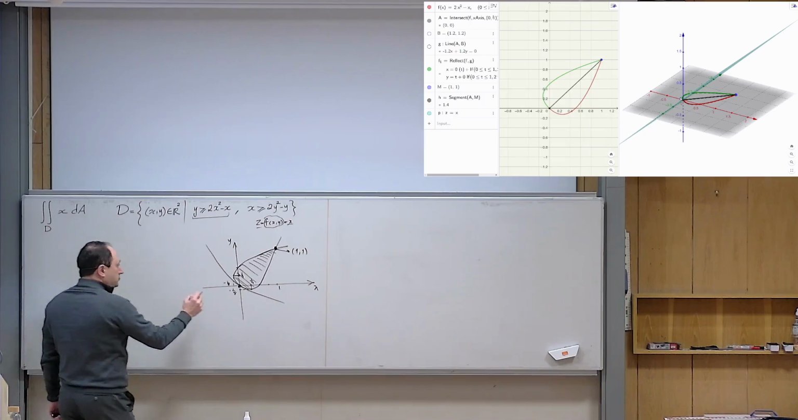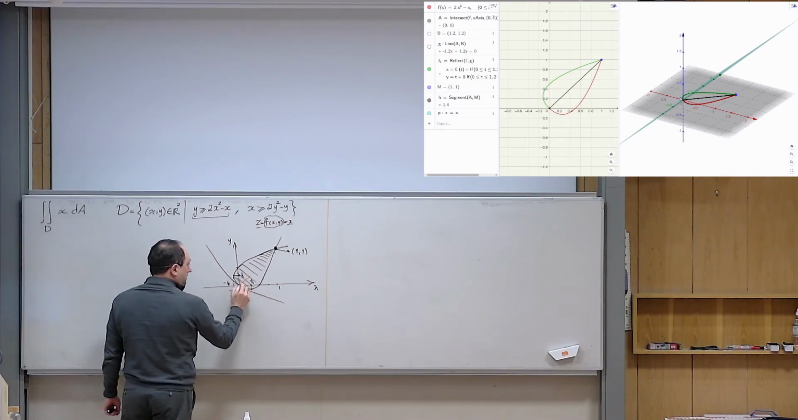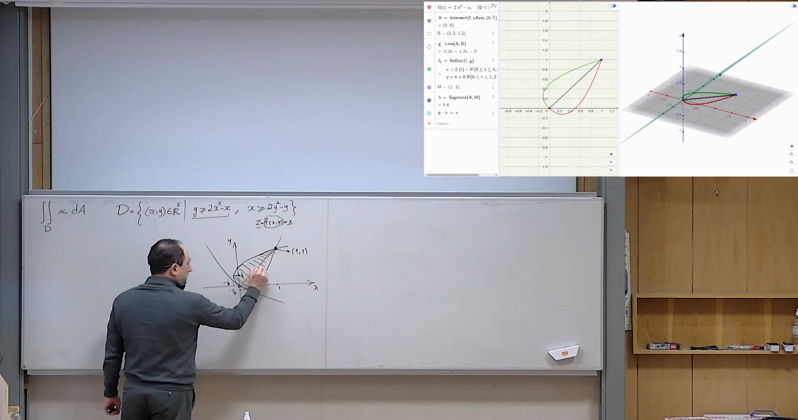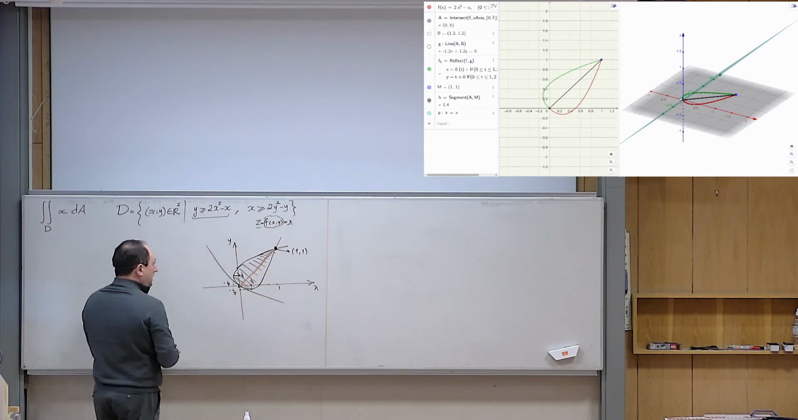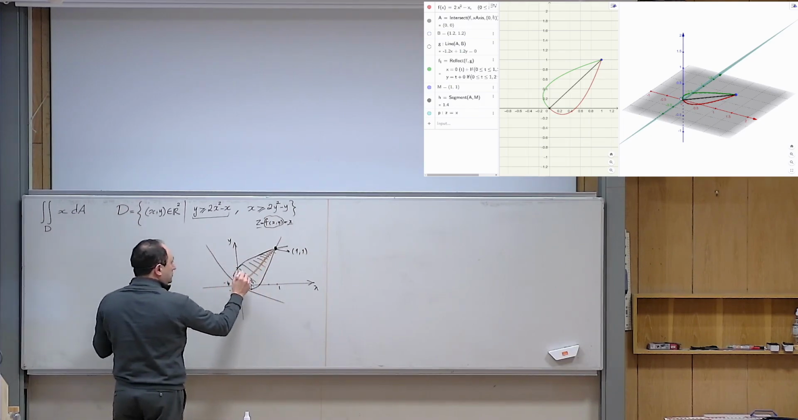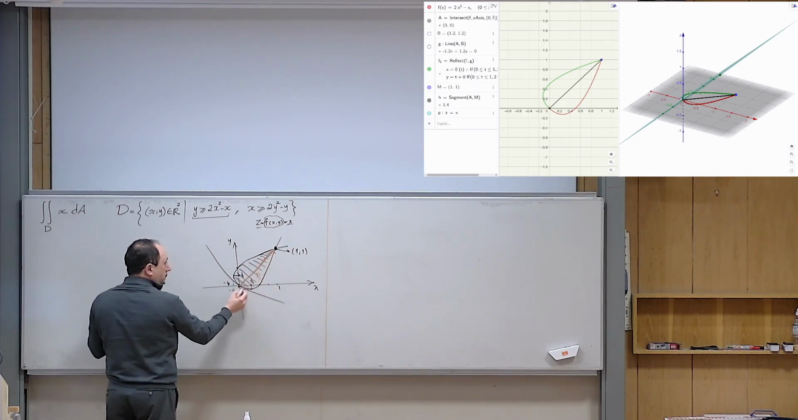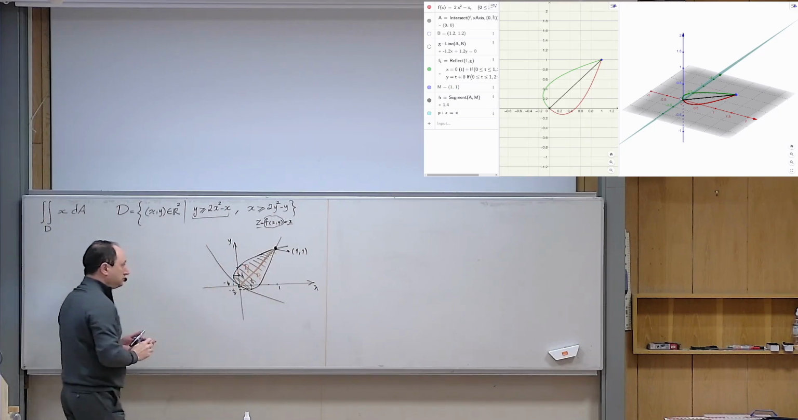What I want to do here, I drew this line, if you remember in GeoGebra, you can see this still on the display. The whole thing is my D, but I want to write here D1. This region, I call it D1. And this region, I call it D2.